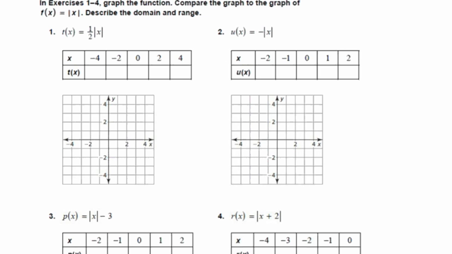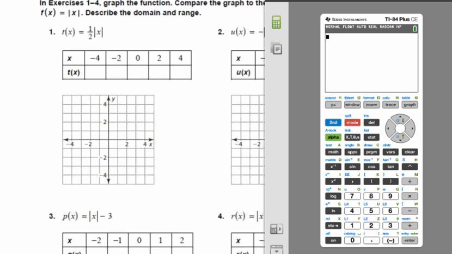So in our first example, we have t of x equals 1/2 times the absolute value of x. And so what we're going to do is we're going to use our graphing calculator to help us out so that we can get our values just a little bit quicker. So we're going to go to our y equals, and we're going to put in our 1/2. So we're going to type in parentheses 1 divided by 2 close parentheses.